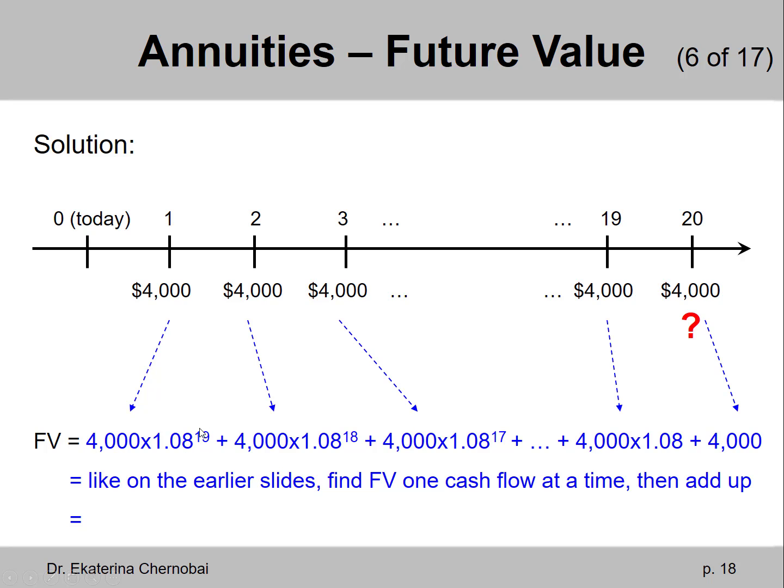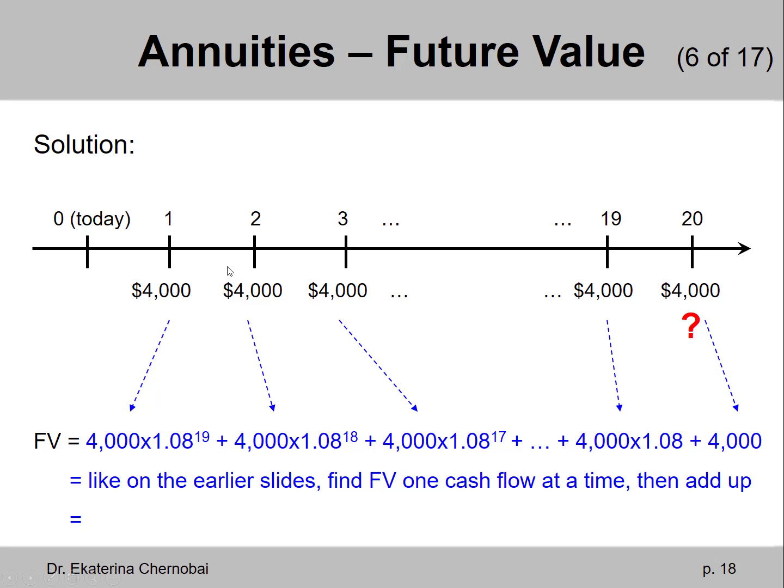Notice that the power is 19, it's not 20, because 1 year has already elapsed. There are 19 years remaining between the end of year 1 and the end of year 20. And this is the correct power to be used for the first cash flow. And the interest rate was given at 8% per year. So I do 4,000 times 1.08 raised to the 19th power.